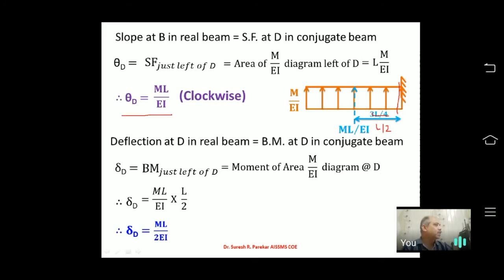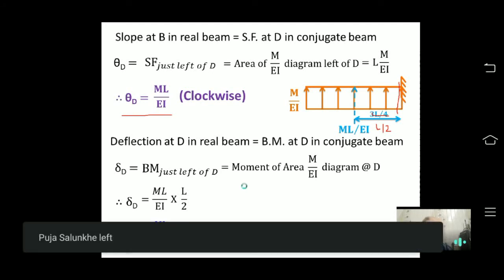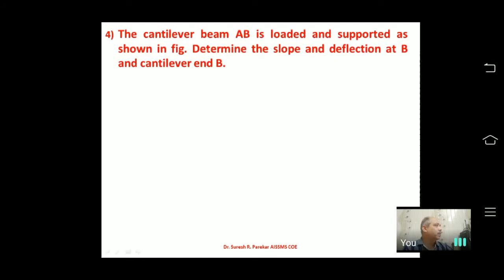So these are the standard cases actually, and you have to remember the values for these standard cases. These are three standard cases of which values you have to keep in mind. And now we will go with two problems in the same way, and then next lecture we will be with combinations. So now we have this cantilever beam AB, loaded and supported as shown in the figure. Determine the slope and deflection at B and the cantilever end.